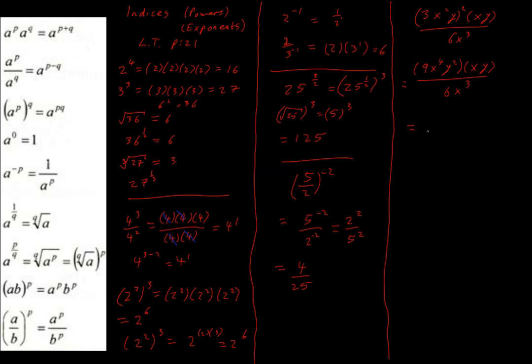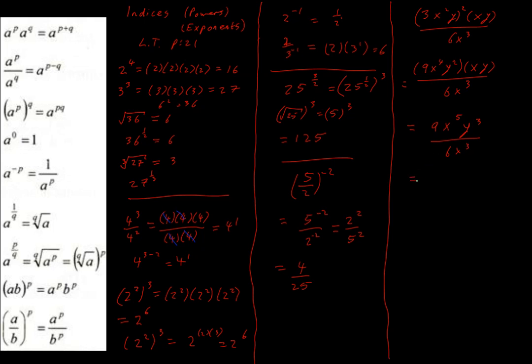I can multiply this in now. I knew that I needed to do my power first because, again, all the way back to first year, BIDMAS: I'm going to do my indices before I do my multiply or divide. Now I have 9x to the power of 5 y cubed all over 6x cubed.